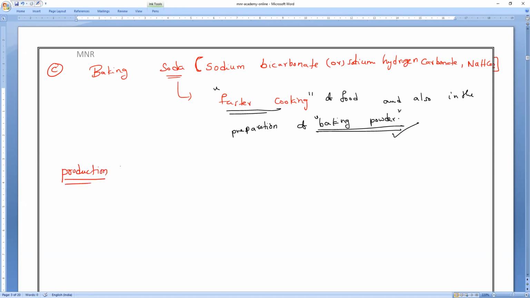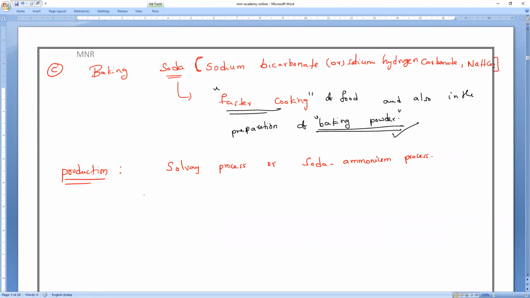Again, same process. What is the process? Anybody can guess? Solvay process. Understand, Mr. Vijay? Solvay process, or we will say what? Everybody, soda ammonia process. Soda ammonia process. Is it okay, guys? Everyone? That is all. Okay. So you can make it.